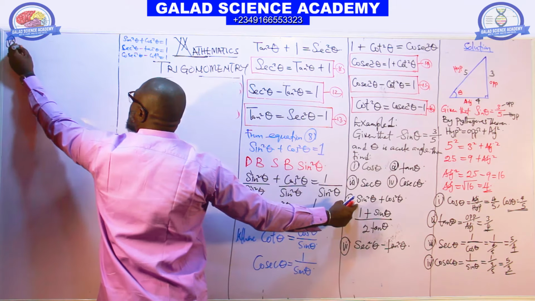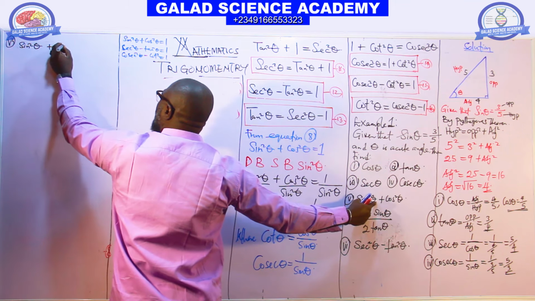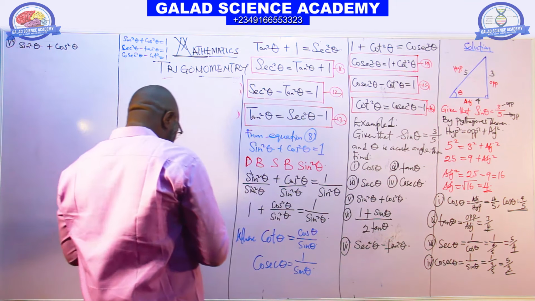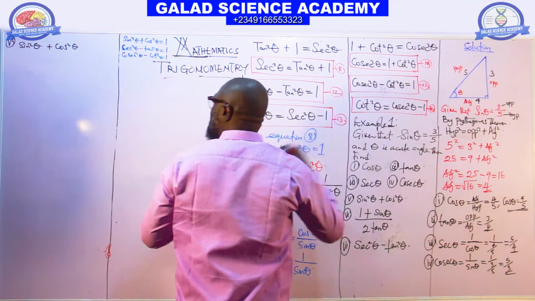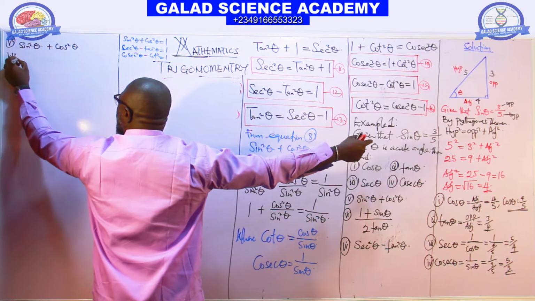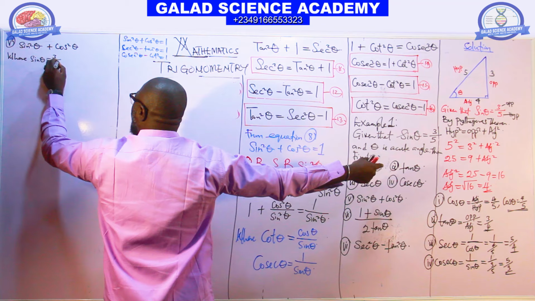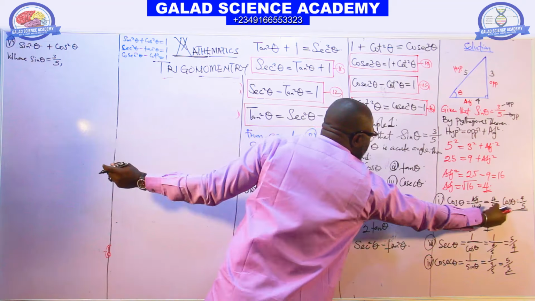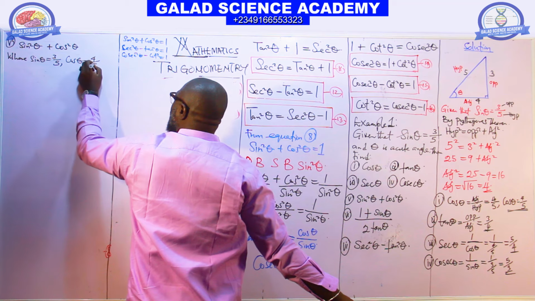Sine squared theta plus cos squared theta. To evaluate this, from the question we are given that sine theta is 3 over 5, and we solve it for cos. Our cos theta is 4 over 5, right? Then cos theta is 4 over 5.